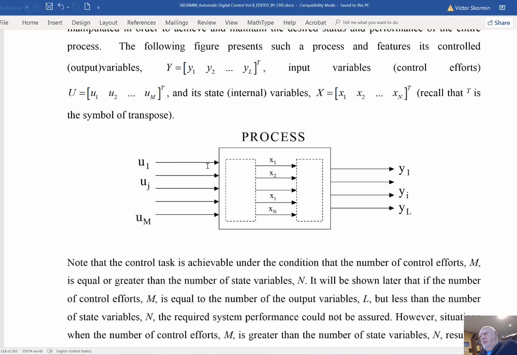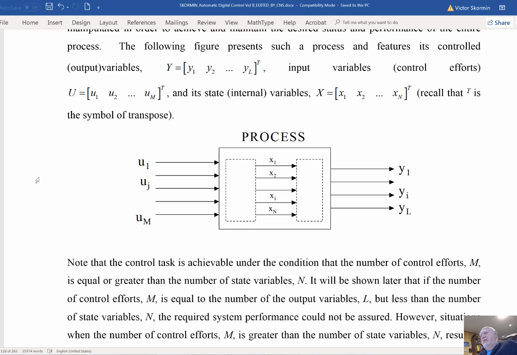And the input variables could be the control efforts, such as fuel flow, such as position of the steering surfaces, and so on. But among input variables, we must consider disturbances as well. And then we're having a very interesting situation.